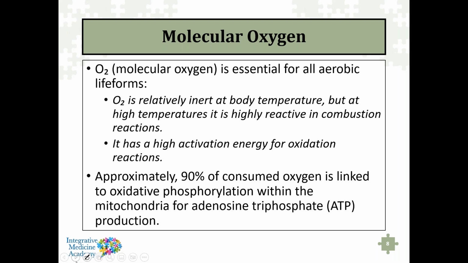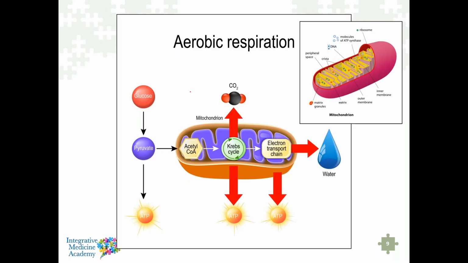Now, approximately 90% of the consumed oxygen is linked to what's called oxidative phosphorylation, which takes place in the electron transport chain of the mitochondria for the production of adenosine triphosphate, or ATP. So if we think about aerobic respiration, well, anaerobic respiration involves glucose to pyruvic acid. Aerobic respiration involves what's happening in the mitochondria.